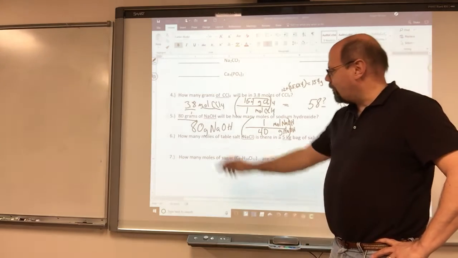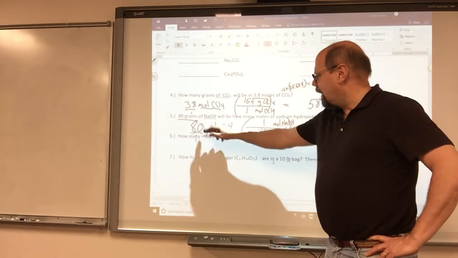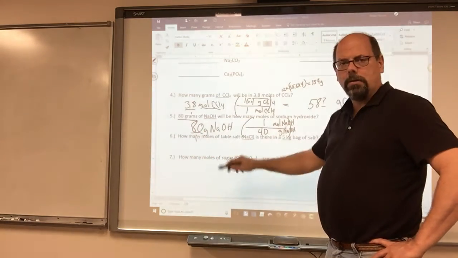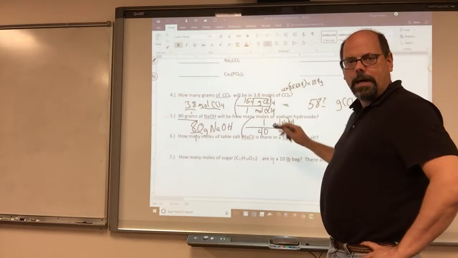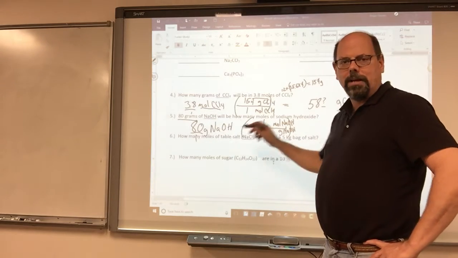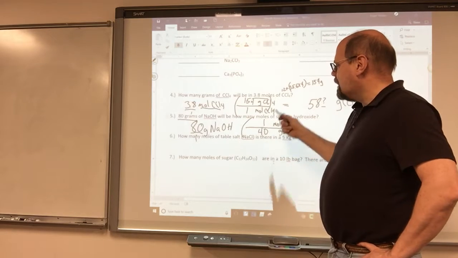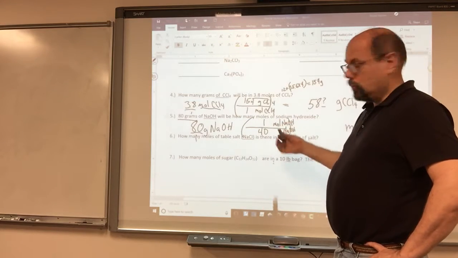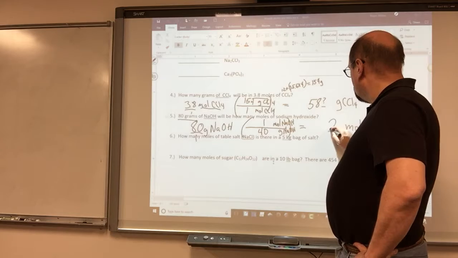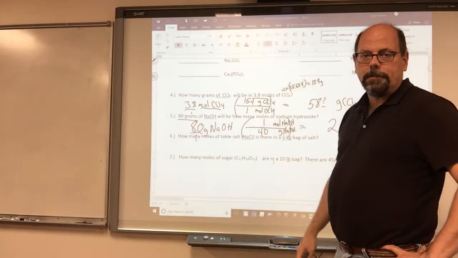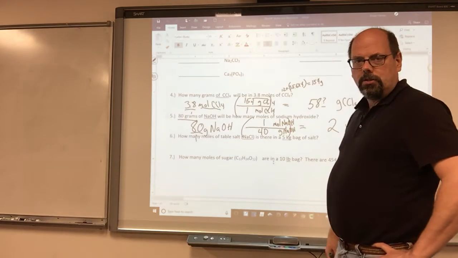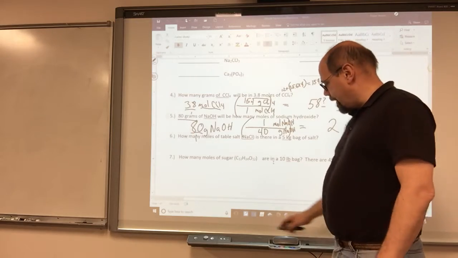Now this one's not too bad, right? Because if I just write this as a fraction, 80 times 1, divide by 40, divide by 1. All the tops times the tops, all the bottoms divided by all the bottoms. Every time you have a bottom number, you have to divide by it. So 80 times 1 is 80, divided by 40 is 2. That is 2 moles of sodium hydroxide. So the rest you should be able to do. That should be good enough for you to get a good start.